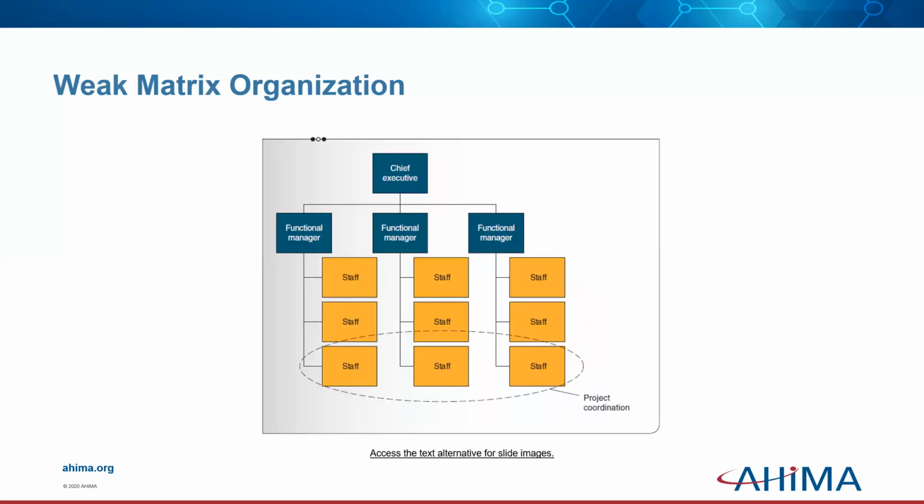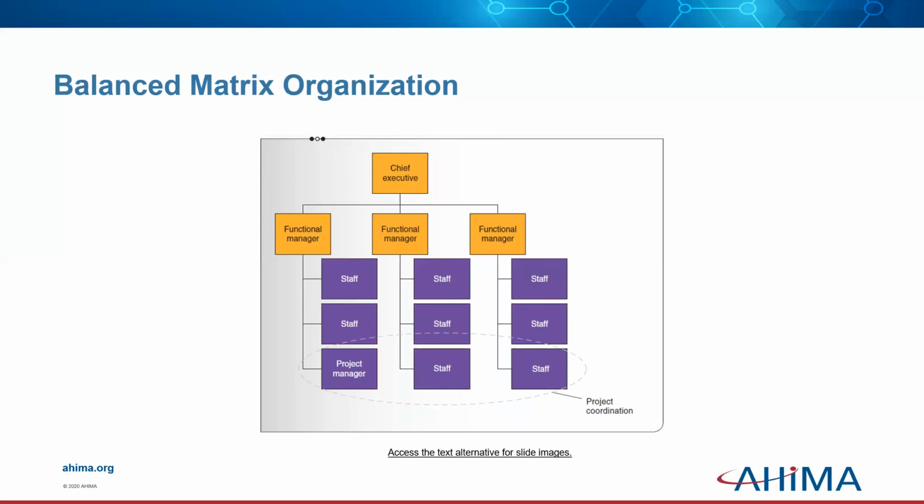So in the weak matrix organization, there is still not a project manager, but a project expediter is able to work directly with the functional staff rather than only through the functional managers. So this provides a bit more authority and resources to the expediter, but the functional manager still manages the project.